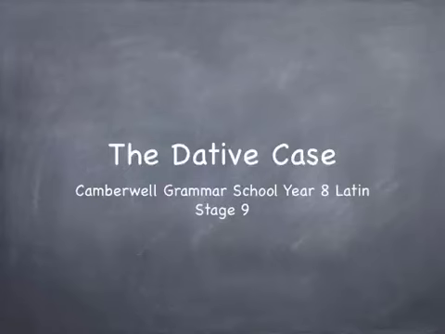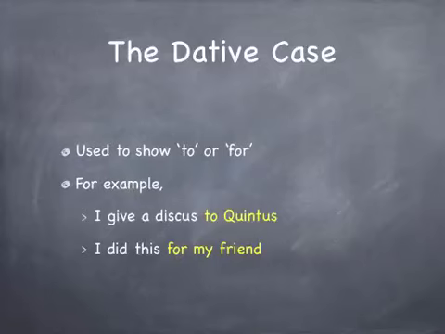So we're looking at the dative case, the new case ending for stage 9. The dative case is used to show to or for something. For example, I give a discus to Quintus. Quintus would be in the dative case in Latin.